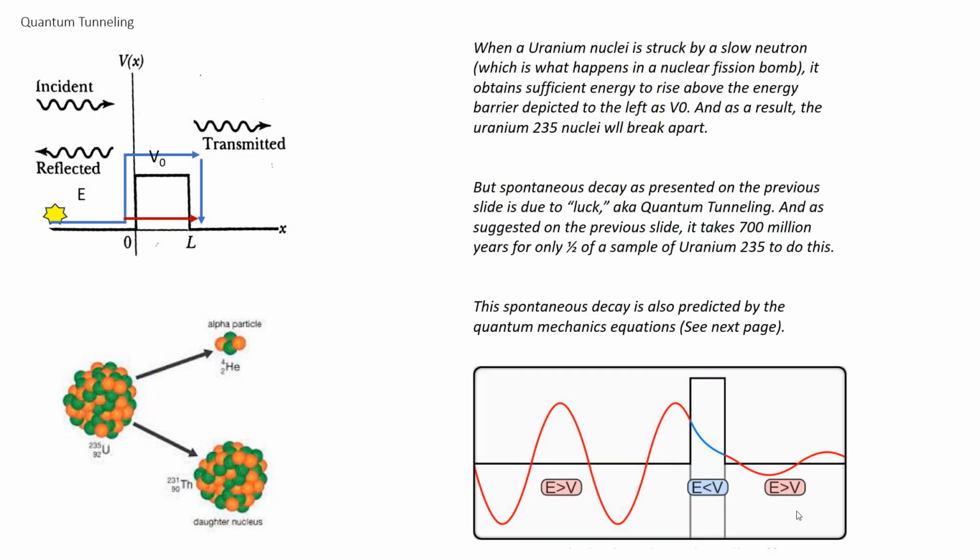When a uranium nucleus is struck by a slow neutron, which is what happens in a nuclear fission bomb, it obtains sufficient energy to rise above the energy barrier depicted to the left here. Here's the energy barrier. As a result, the uranium-235 nucleus will break apart and release a lot of energy. But spontaneous decay, as presented on the previous slide, is due to luck, aka quantum tunneling. And as suggested on the previous slide, it takes 700 million years for only half of a sample of uranium-235 to do this. The spontaneous decay is also predicted by the quantum mechanics equations.